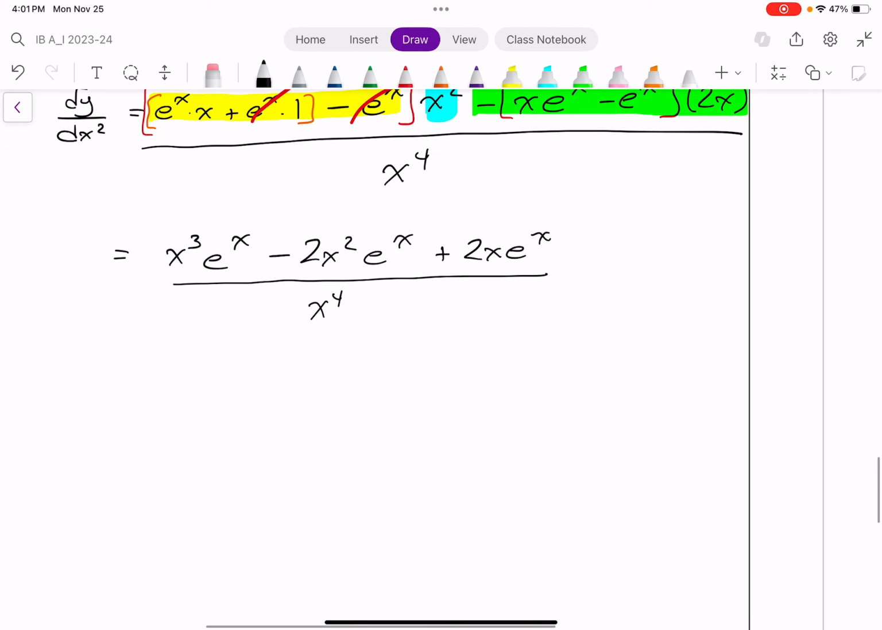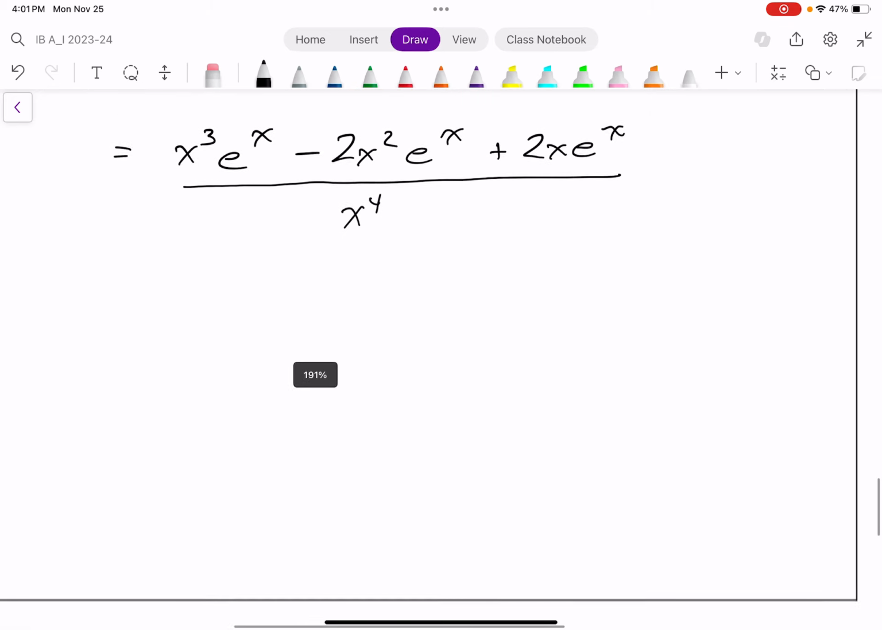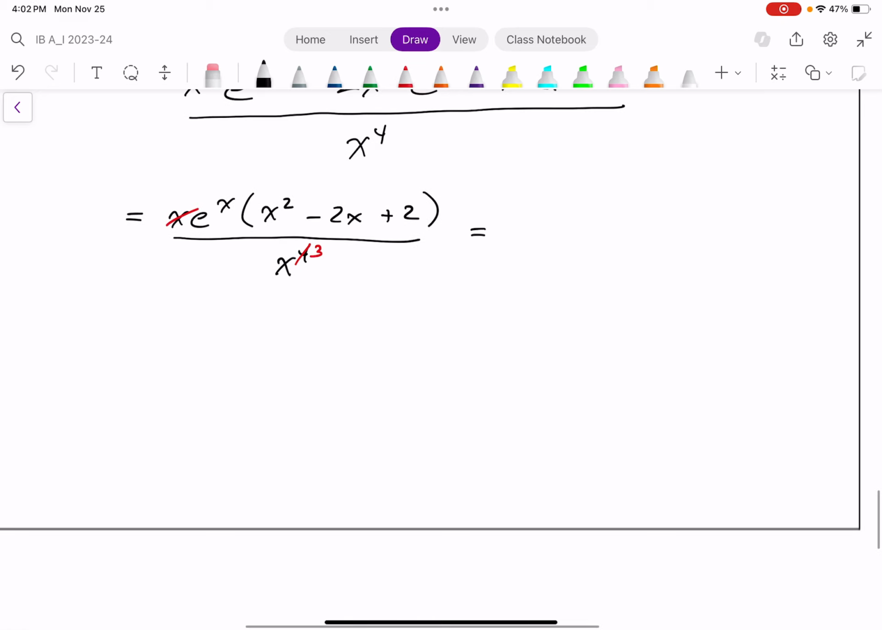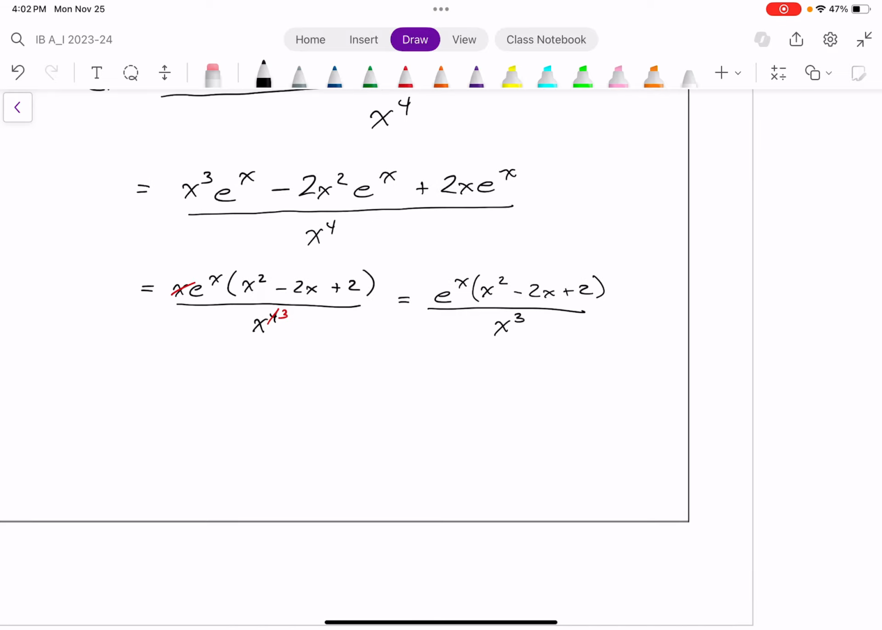Well, if I look at my numerator, everything has a common factor of x and e to the power of x. So let me factor that out. I'm going to take out a factor of x and e to the power of x. If I take that all out, then I have just left x squared minus 2x plus 2, which does not factor, but that's okay, divided by x to the power of 4. And now I can cancel out one of these x's. So making it a little bit nicer, I can write it as just e to the power of x times x squared minus 2x plus 2, which again does not factor, over x to the power of 3. Okay, there's my second derivative cleaned up.